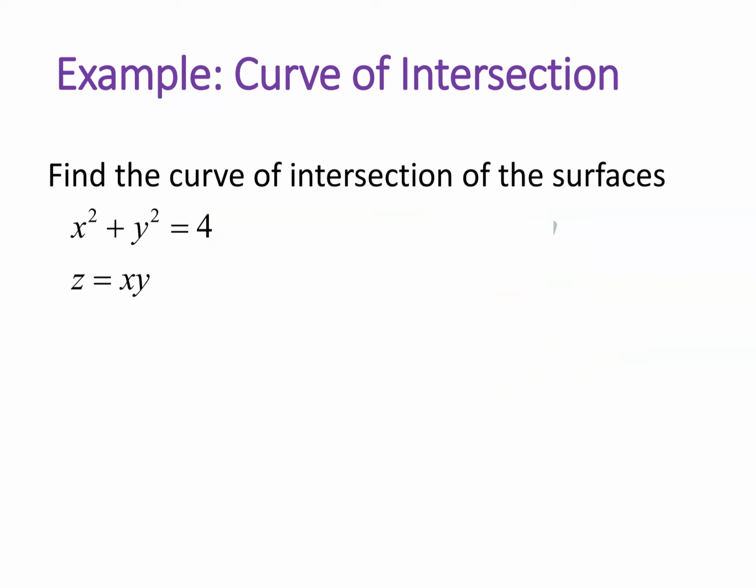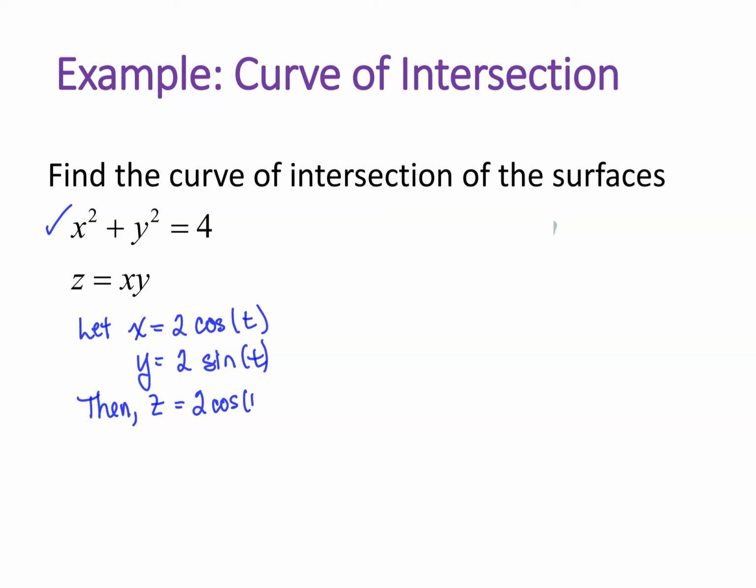So let's take a look. What we'll do is let x equal 2 cosine t, using t instead of theta as our parameter, and y equal 2 sine t. In our exploration, we noticed that this parameterization does satisfy the equation of our cylinder. So if we do that parameterization, then z would be 2 cosine of t times 2 sine of t, or 4 times cosine t times sine t.